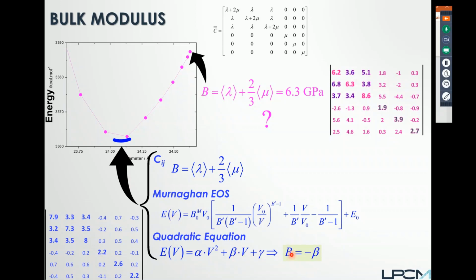And from this, you get the bulk modulus directly from the curvature of minus beta. And when you calculate B with the 3 ways, you get quite the same value, 5 gigapascal, 4.9 or 5.1, but quite the same values. Okay, and so you can now make an average with this compound.